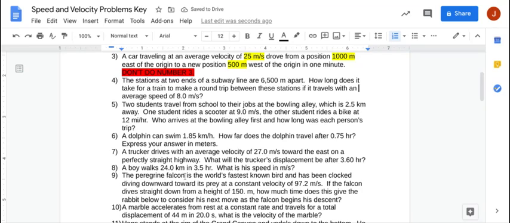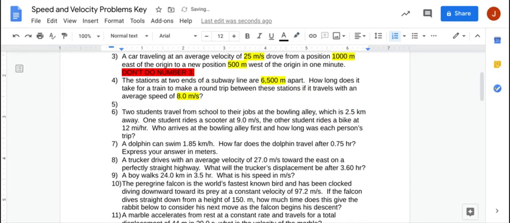Okay, number 4. The stations at 2 ends of a subway line are 6,500 meters apart. So let's go ahead and highlight that. The meters will be our distance. How long does it take for a train to make a round trip between these stations if it travels with an average speed of 8 meters per second? Okay, so we have a distance and we have a speed.